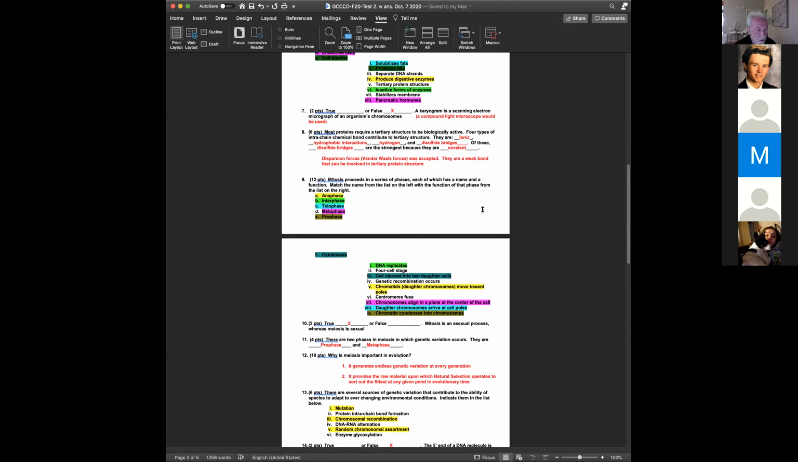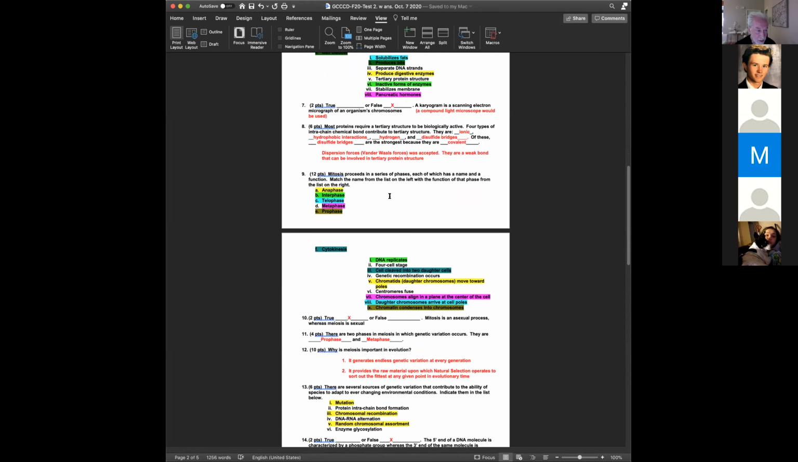Now the next one is about mitosis. This is mitosis, not meiosis. It's another matching question. What is anaphase? The chromatids move toward the poles. Interphase, DNA replicates. Telophase, the daughter chromosomes arrive at the poles. Metaphase, the chromosomes align in a plane at the center of the cell. In prophase, chromatin condenses into chromosomes.